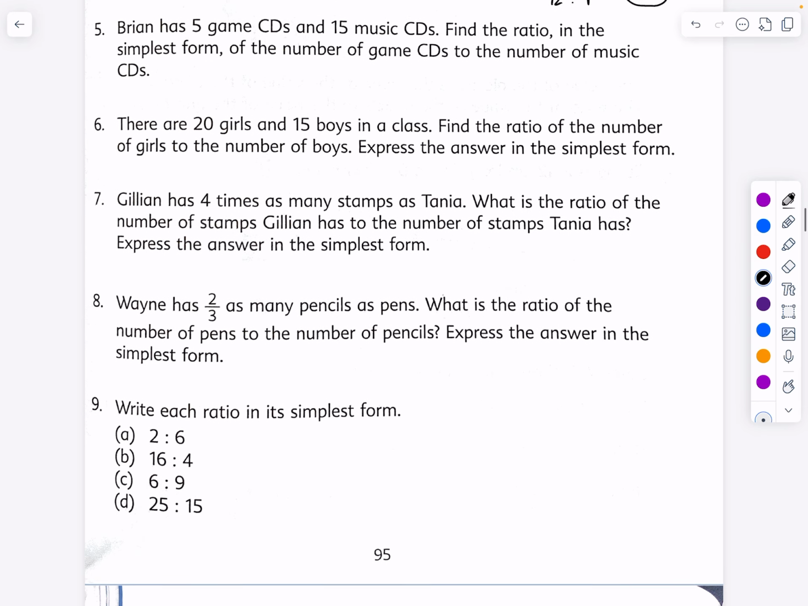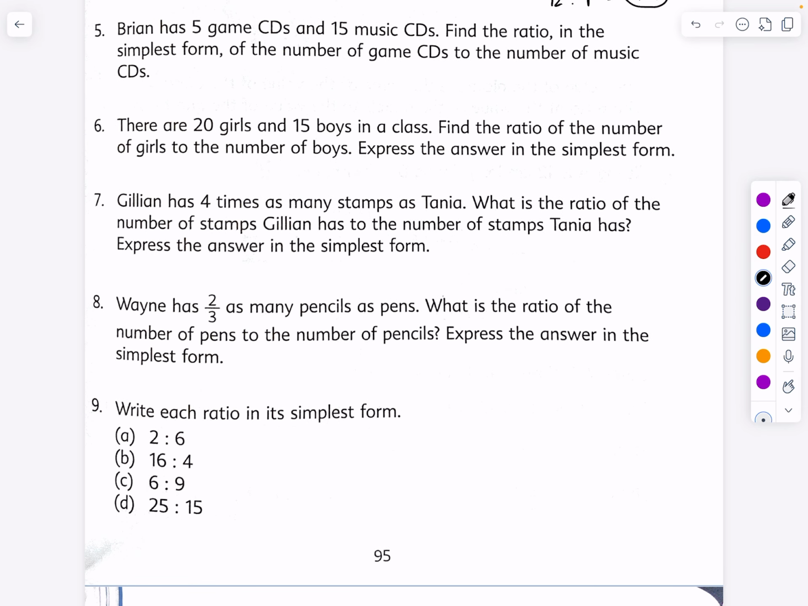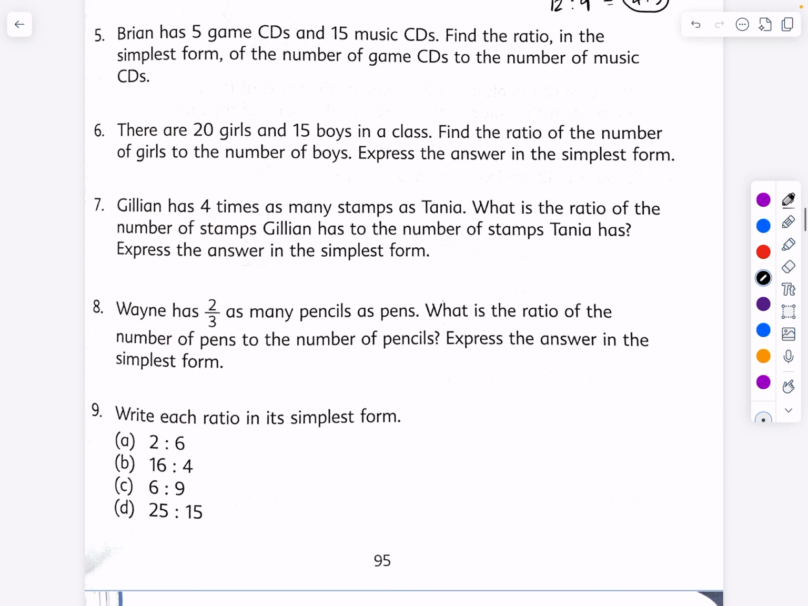Problem number 5. Brian has 5 game CDs and 15 music CDs. Find the ratio in simplest form of the number of game to music CDs. Again, I'm going to label for clarity. Game to music is 5 to 15, which is equivalent to 1 to 3.